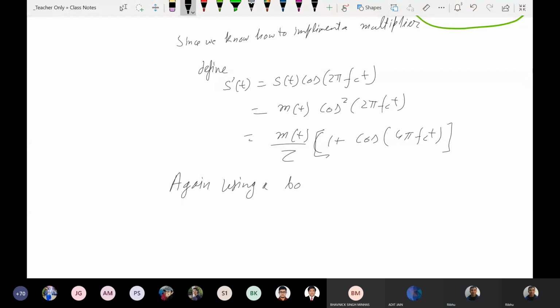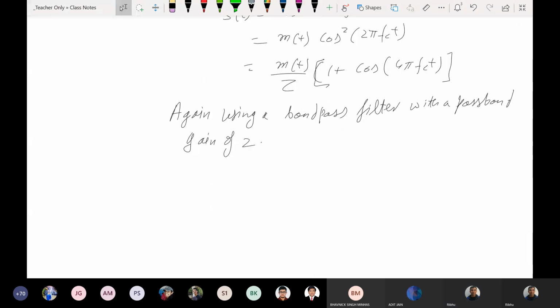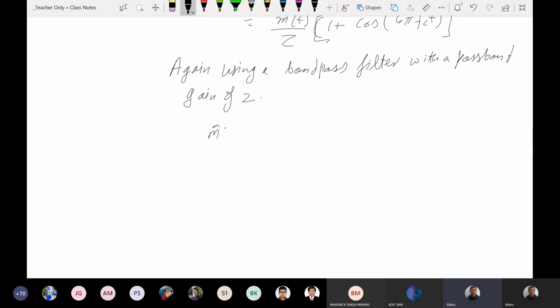using a band pass filter with a pass band gain of 2, I can calculate m hat(t), which is an approximation of m(t), as m hat(t) equals m(t). So this is how I recover.